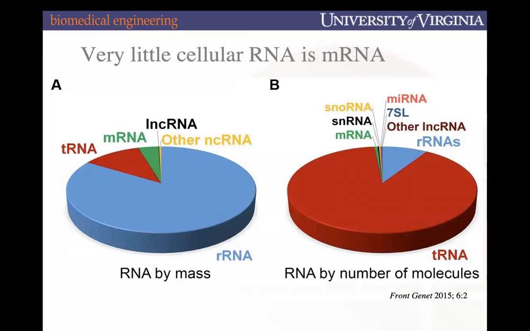Up to this point, when we talked about RNA in the central dogma, we primarily focused on mRNA because that's the class of RNA that is translated to make protein. But if you look at total RNA, either by mass or by the number of molecules in a cell, mRNA makes up a fairly small proportion of our cellular RNA. The two classes that we're going to be talking about in particular today, among our non-coding RNA, are microRNAs and long non-coding RNAs.